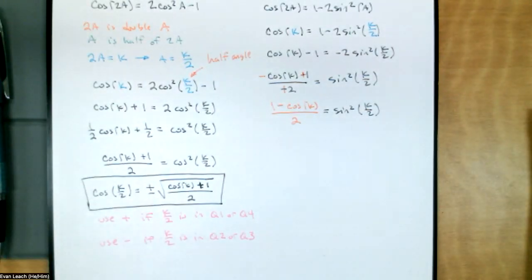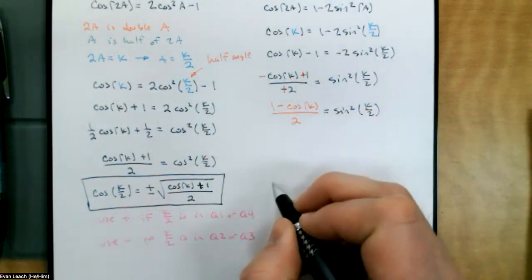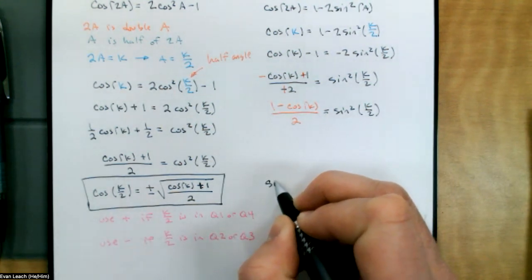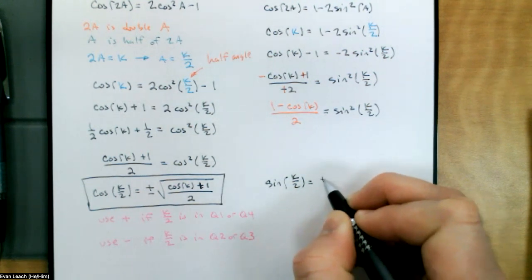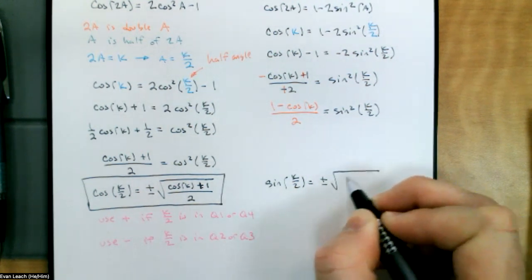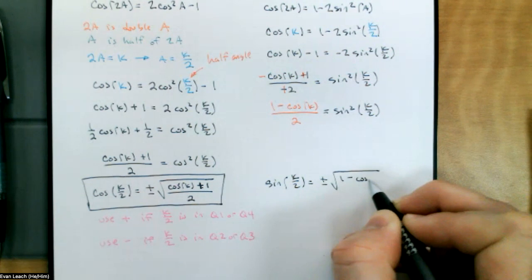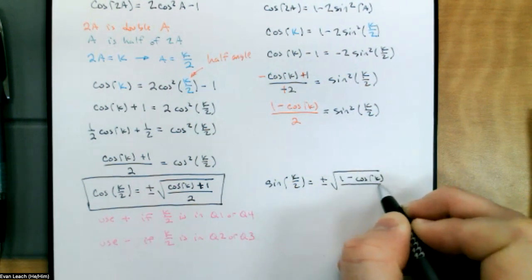Once again, we got to undo an even exponent. This is going to do a plus and minus square root so that sine of K over 2 is plus or minus the square root of 1 minus cosine K over 2.